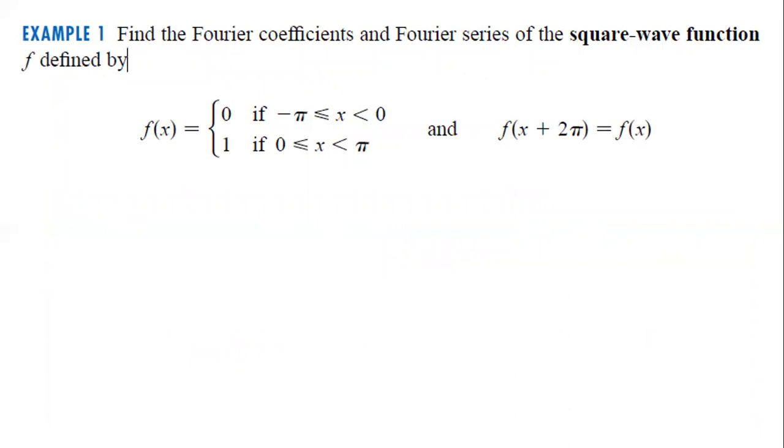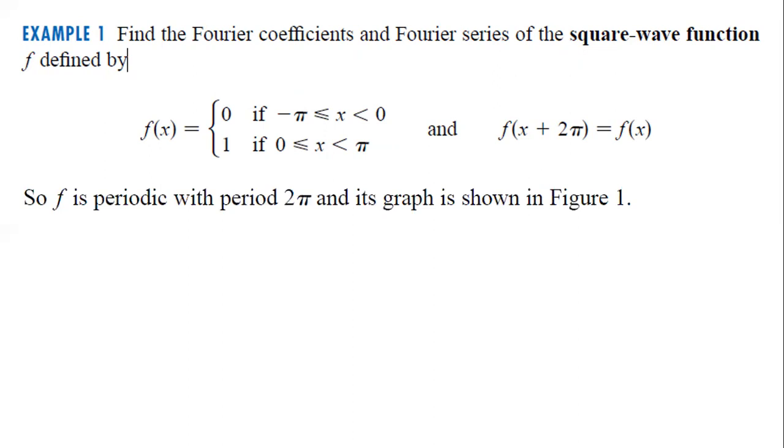So example, find the Fourier coefficients and Fourier series of the square wave function f defined by this given function. So f of x is either 0 or 1: 0 if the domain is from negative pi to 0, and 1 if the domain is from 0 to pi. We are also given the period of our function as 2 pi, so f of x plus 2 pi is equal to f of x.